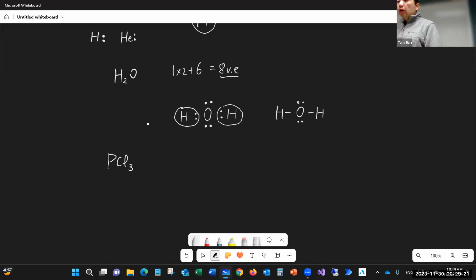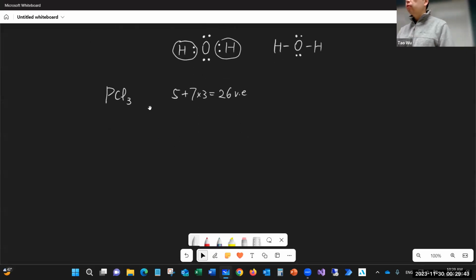Okay, so the PCl3 first, how many valence electrons for this guy? Phosphorus has 5 valence electrons, chlorine has 7, so 7 times 3, totally 21, plus 5, you have 26 valence electrons in total. So you're going to assign 26 dots. Which one is the central atom? Obviously phosphorus is the central atom, and chlorine is the side.